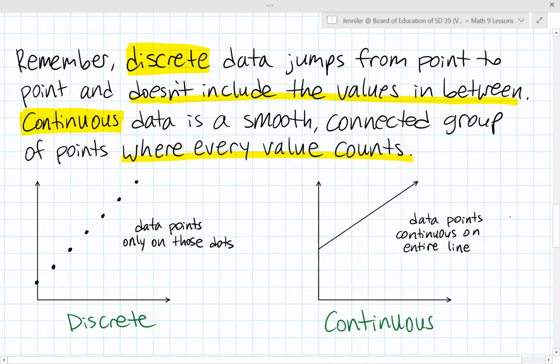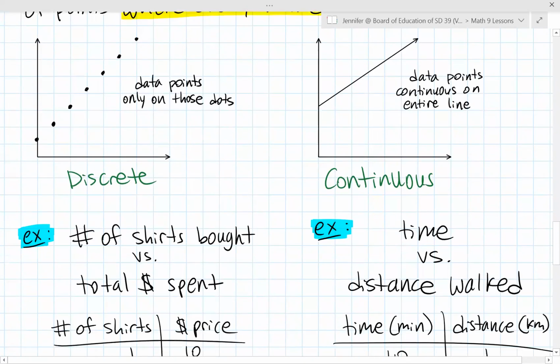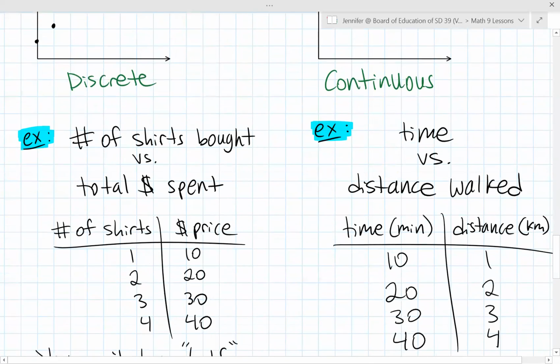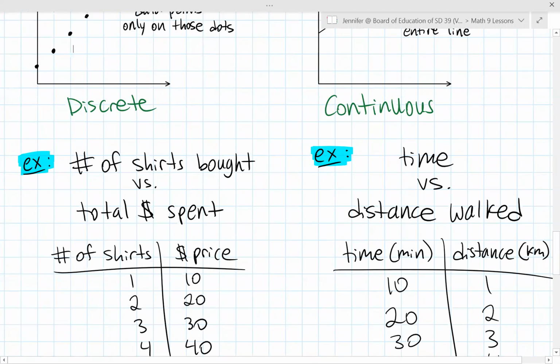But for discrete, there's no line to connect those points. It's just the individual data points and nothing in between. So it's saying it can only exist here, or here, or here, not in between those values. And it just depends on the context. So a couple more examples. An example of discrete data would be, let's say you're comparing how many shirts you bought versus how much money you spent. As a table of values, it might look like this: for each shirt you're buying, it's costing you $10 extra.